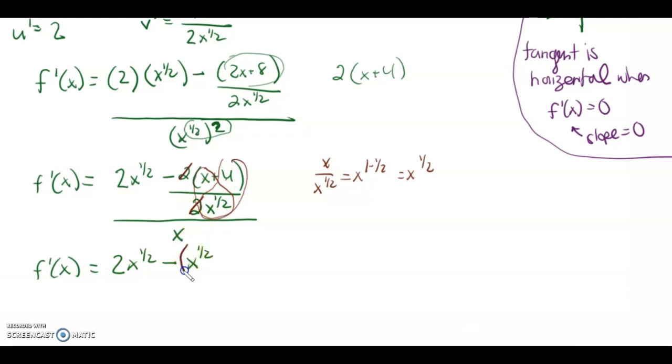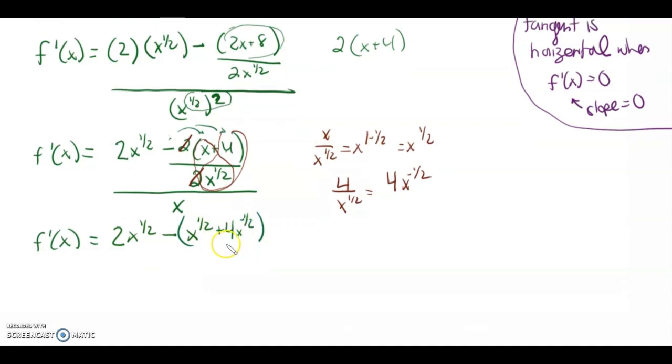Okay? And we're going to leave this in brackets. Because remember, this negative sign still has to technically distribute into the bracket as well. Okay? So right now, what we're dealing with is 4 over x to the 1/2. I'm going to write this as 4x to the negative 1/2. And I'm good with that. So plus 4x to the negative 1/2. And that's all over x.